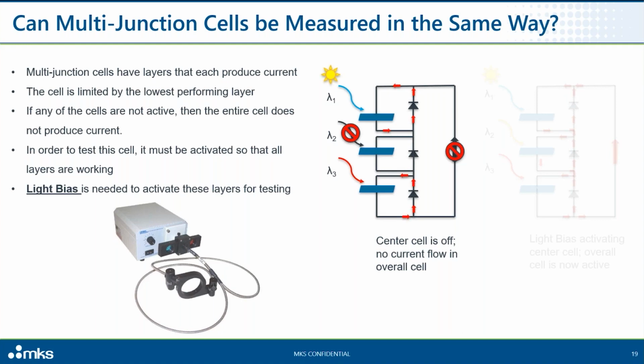So if you were trying to find out, for example, your layer 1, and you were trying to find out what was the EQE efficiency of that particular layer, you would not get a result in this case because the lambda 2 layer is not lit up, it's not active, and therefore that cell is off. So what you need to be able to do is to shine a light bias onto a cell like this.